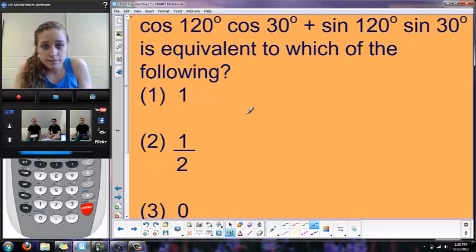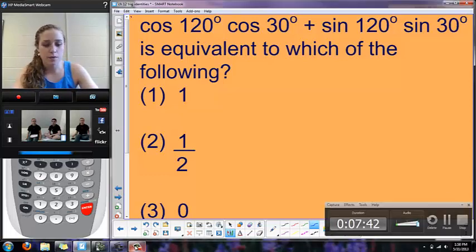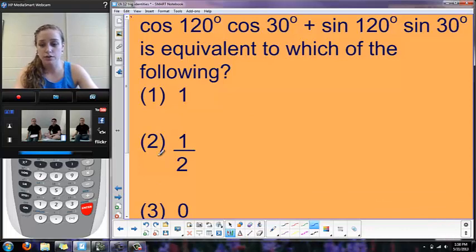For the most part, for these kind of questions on the test, what you're going to do is play the matching game, okay? So you're going to use your reference sheet and match up those equations. Hopefully you have your reference sheet out in front of you right now, so that you can be searching for these things. So cosine of 120 times cosine of 30 plus the sine of 120 times the sine of 30 is equivalent to which of the following?